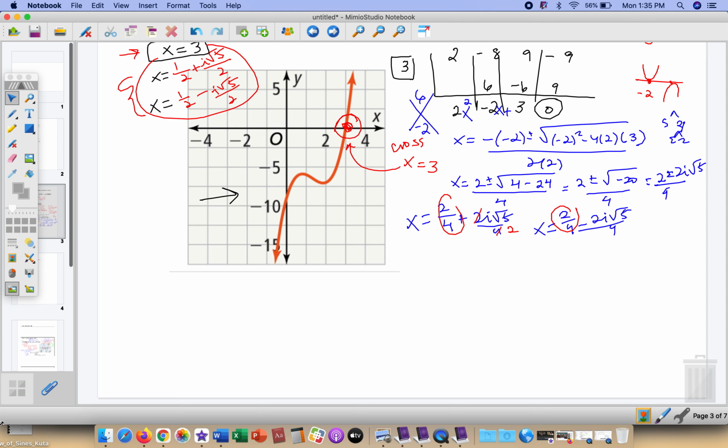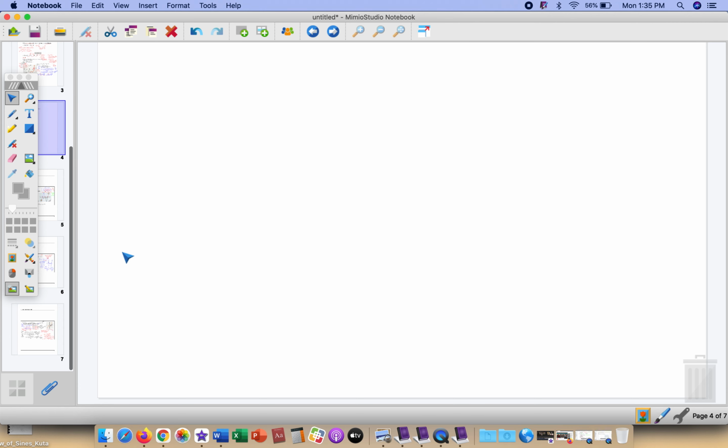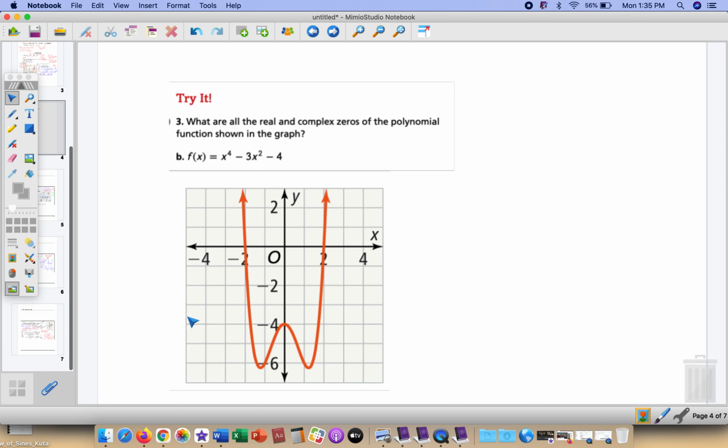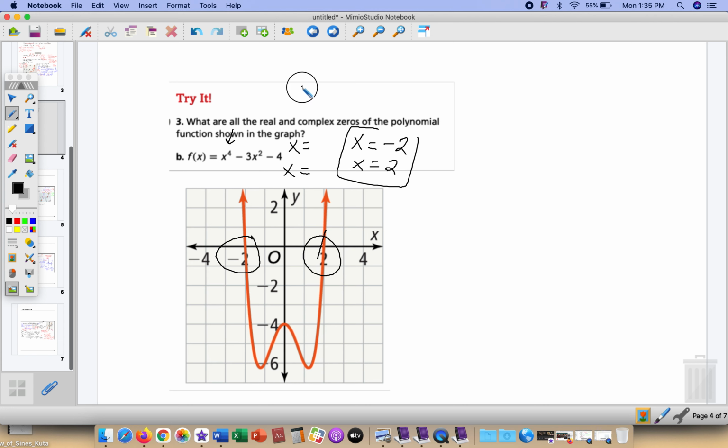Now on the next page. So for this page, it says, what are all of the real and complex zeros of the polynomial function? So we first want to look at the picture and see if we notice any. So right here, we see at -2 and at 2, we cross, right? So we know, because it's power 4, I'm going to write x equals 4 times. I already know that I have x is -2 and x is 2. Now we need to find the other ones.